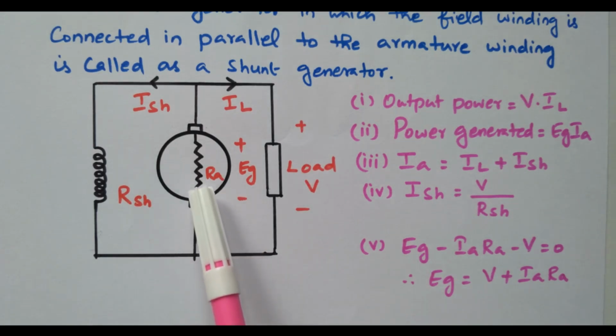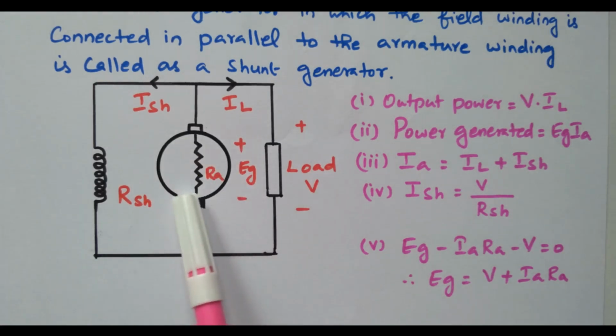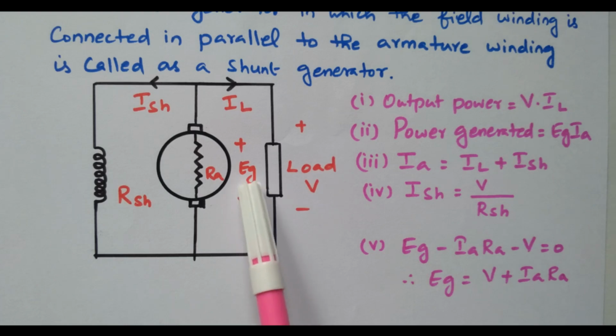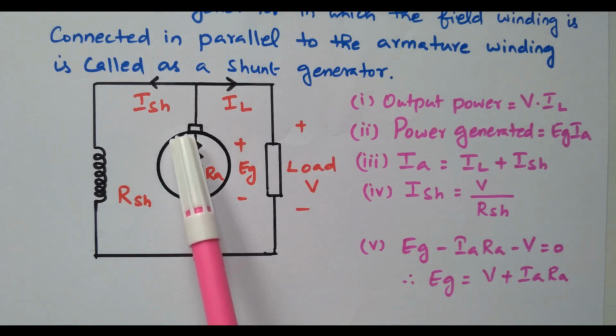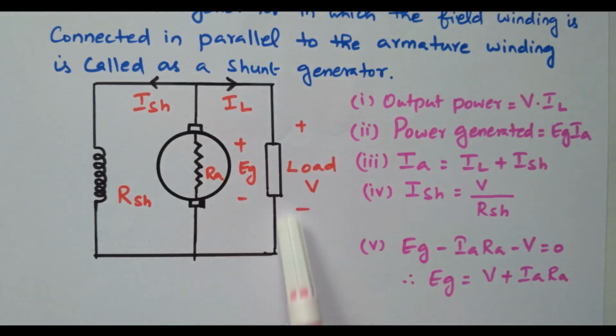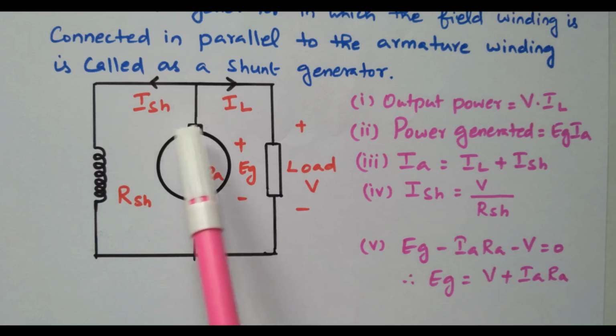Now we'll see this. The generated EMF EG is generated inside the armature. RA is the armature resistance. Of the EMF generated, some voltage will be dropped across this armature resistor, and the balance goes to the load terminal voltage, and also some voltage will drop across the shunt field winding. Now we'll see the terms. This is the EMF generated inside the armature. Then we have this IA. So here the IA will come.